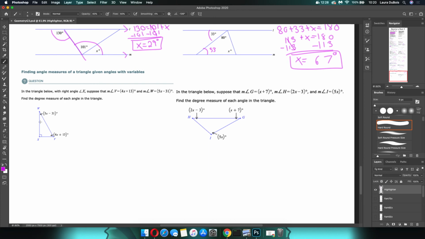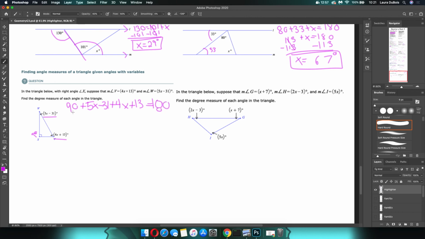All angles add up to 180 degrees. Well, we have a 90, we have a 5x minus 31, and we have a 4x plus 13. Gee, I wonder what we should do. What possibly could be done with all of these random variable expressions in order to make them work for us? I just don't know. Except, yes, I do, and I can't write.